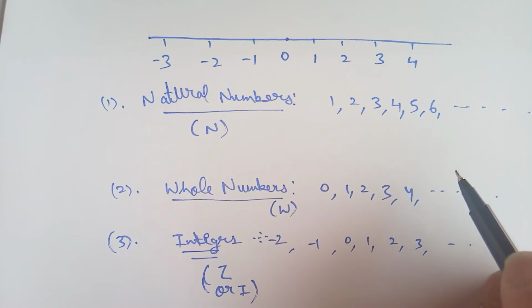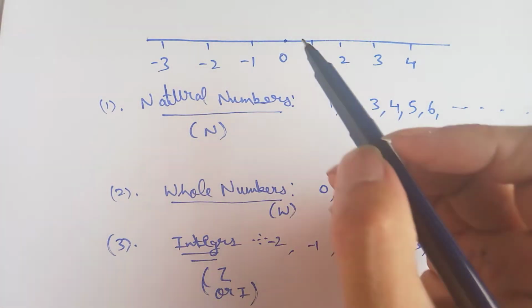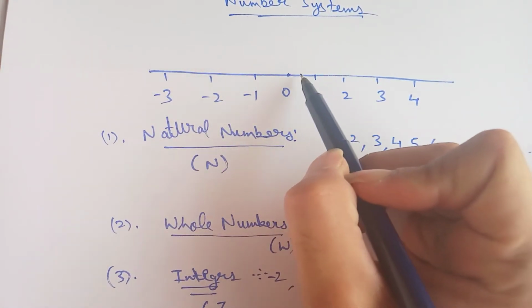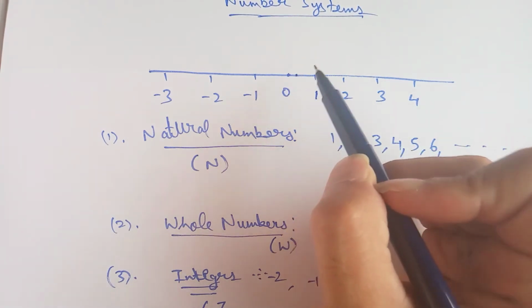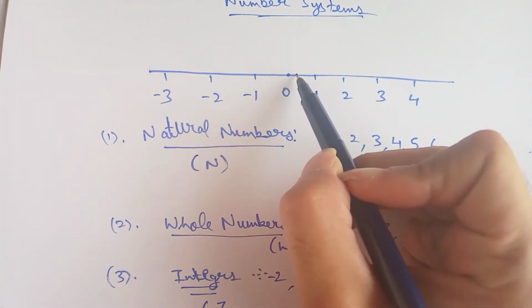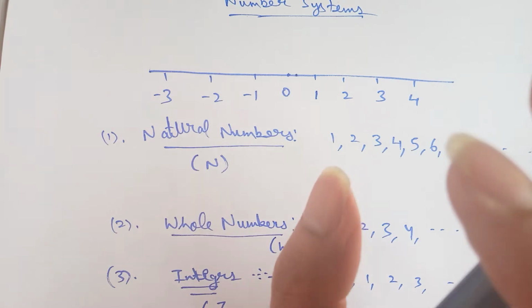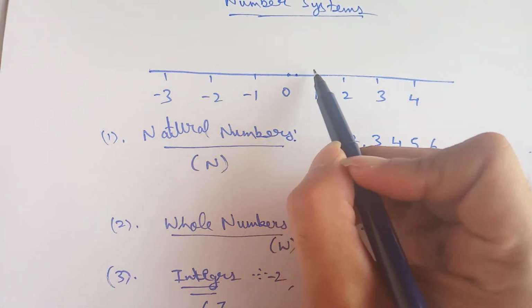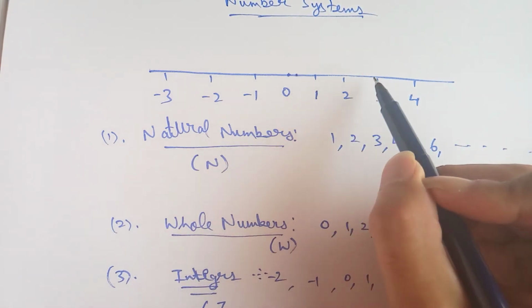Now you can see there is a gap between 0 and 1. What do I mean by the gap? If I mark a point anywhere between 0 and 1 here, there is a number denoted by this point. There are many, infinitely many, numbers that can be denoted by points between 0 and 1. I have not given any name to those numbers right now, but of course there are numbers between 0 and 1. Similarly, there are numbers between 1 and 2, between 2 and 3, and so on.